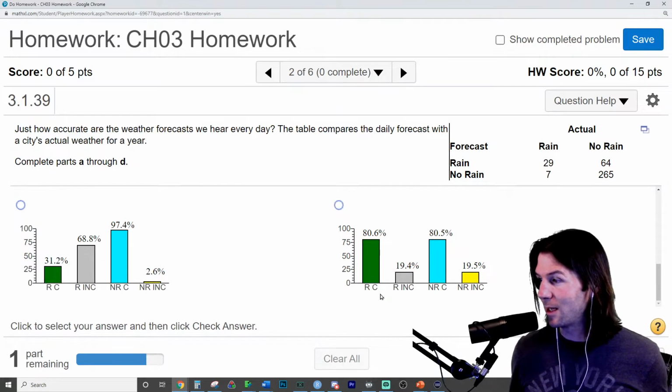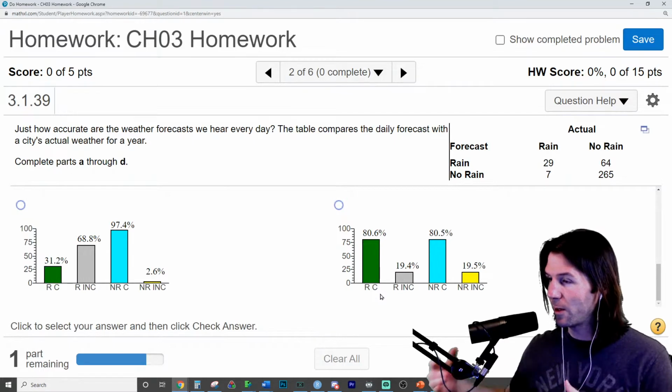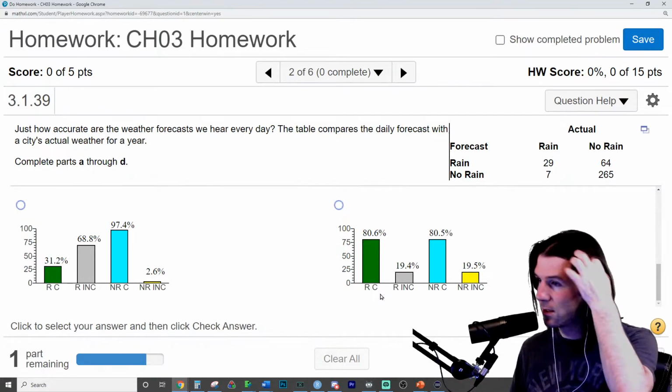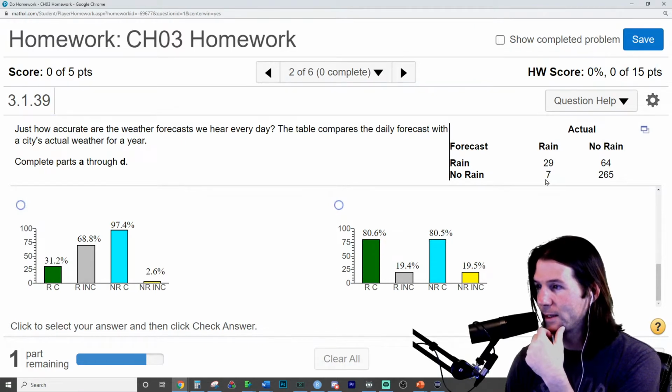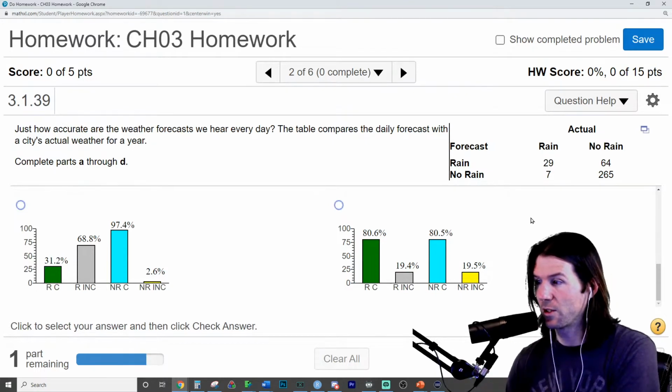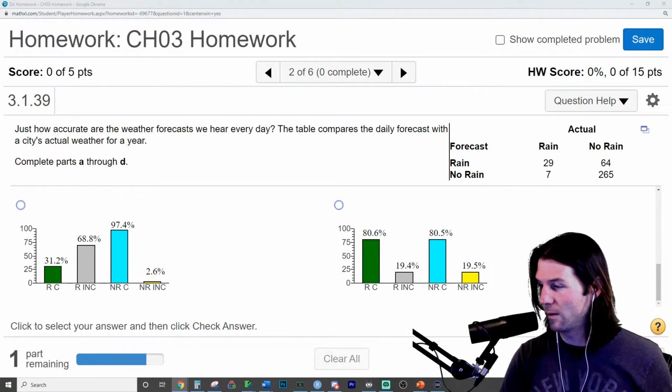So what would the mathematics be for that? Only days it rained. We're saying given it rained, what percent of the time was the forecast correct? We're only focusing in on days it rained. Close. So how many days did it rain? Just answer this first. You're really close, Sydney.